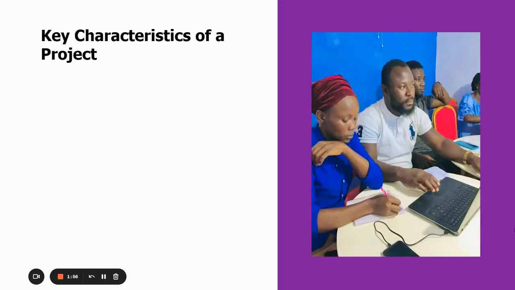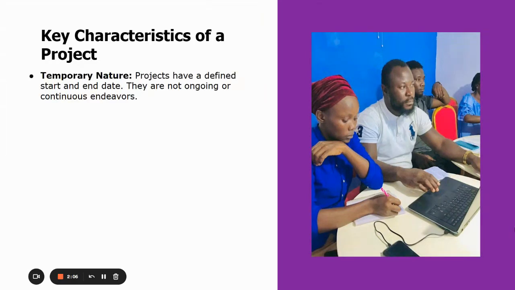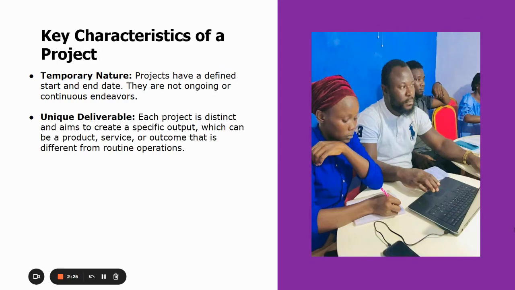So let's understand a project in line with the key characteristics so that when you see a project, you'll be able to identify projects looking at these different characteristics. Number one, temporary nature. Projects have a definite start and end date. So projects are temporary. It is not an everlasting process. That's why we say it is a temporary endeavor that we undertake to achieve a specific result. So projects are temporary in nature.